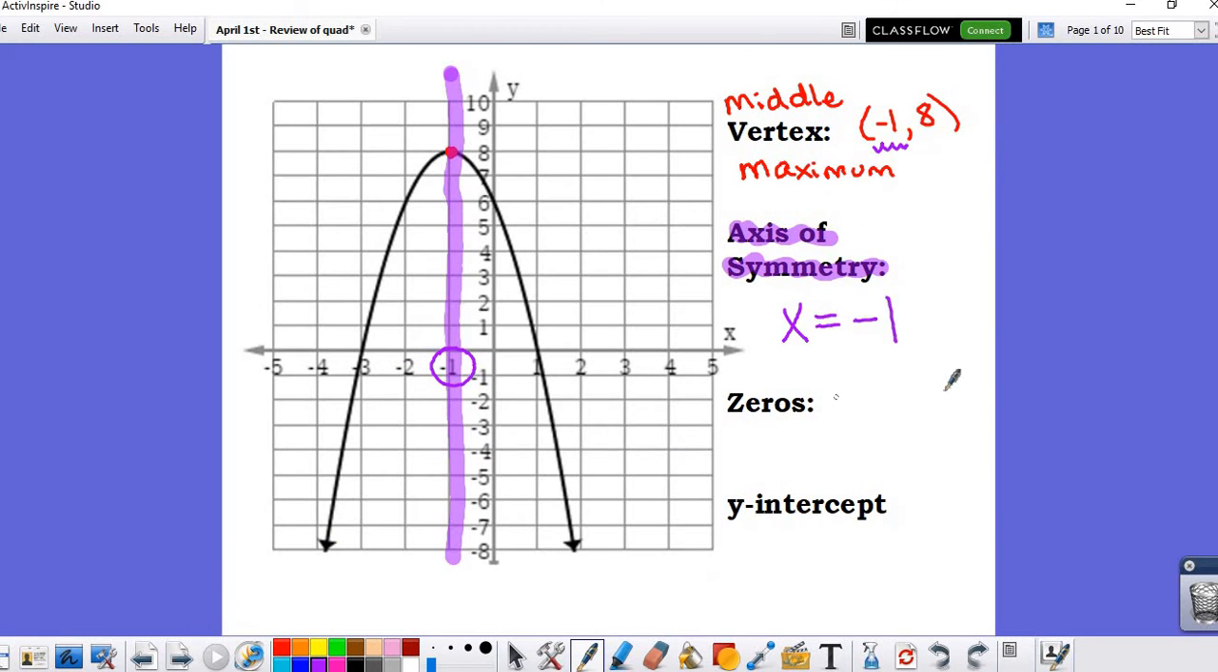All right, next property. Let's go look at the zeros of the function. So remember, your zeros are your x-intercepts or your roots. And there are two of them in this particular graph. It's where they cross the x-axis. So we could say -3, 0 and 1, 0.